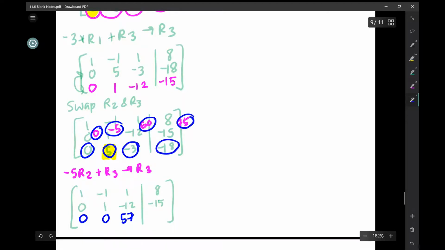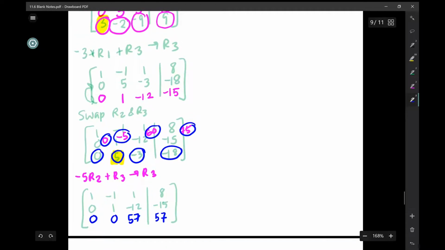75 and negative 18, I hope that also makes 57. Minus 20 will be 55 plus 2, yep, 57. Whew, that's good. All right, this is looking pretty good. Now the only thing we need to do left is we need to get this 57 out of here and make it into a 1.